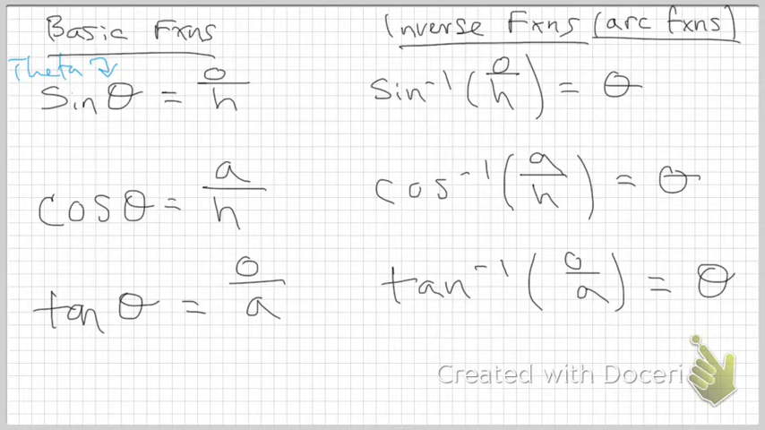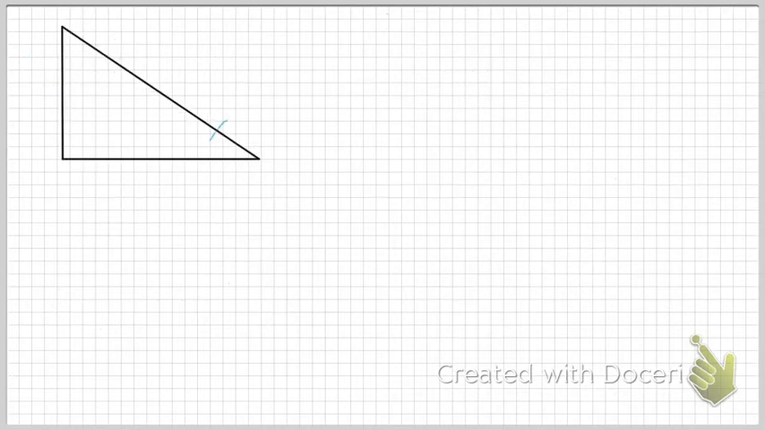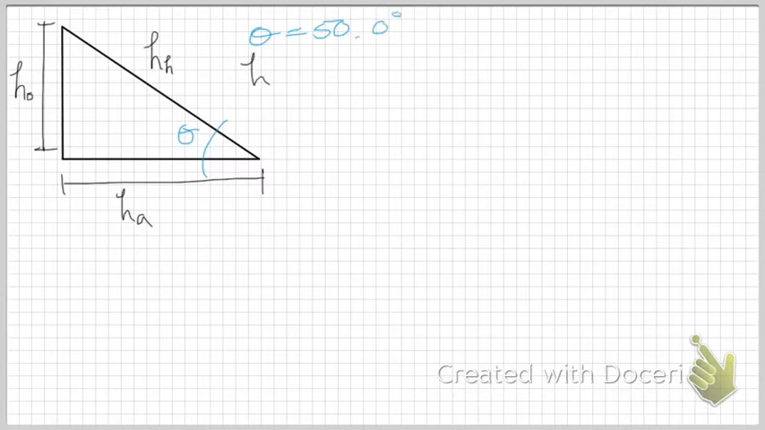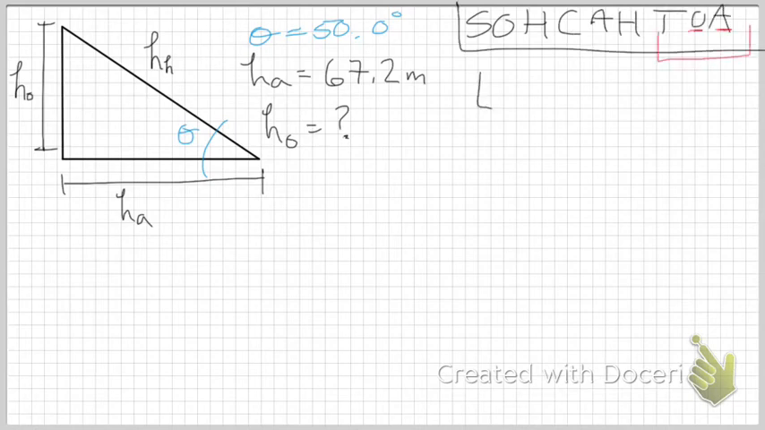So, in our example, our warm-up problem on Friday, we had calculate the height of the building, right? And we were given some information. This is the data we were given. We drew a little picture. I've listed what we know and what we don't know. So we know theta, we know HA, the adjacent side's length, and we want to find HO, or the opposite side's length, which is the height in the example from that warm-up problem.